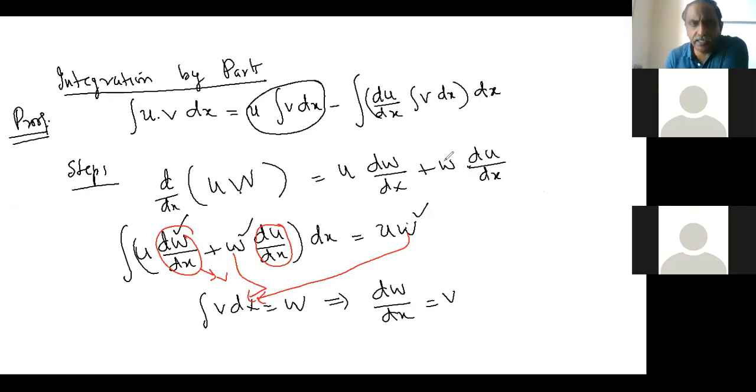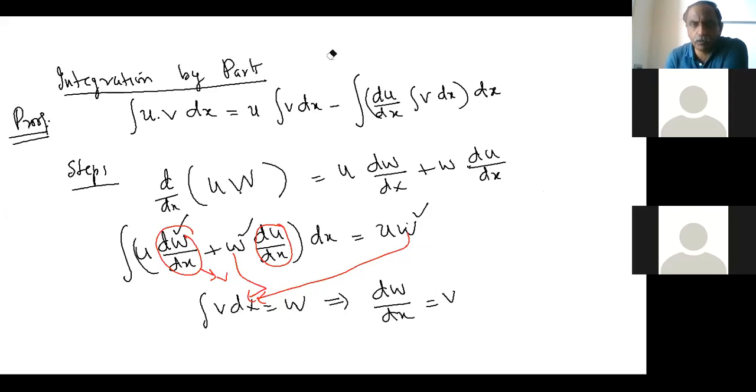So do you understand the technique? Once again, tell me the technique. Take the first term of the right hand side. Differentiate it with respect to x. Then apply the definition of integration and remove the w, you get the answer.